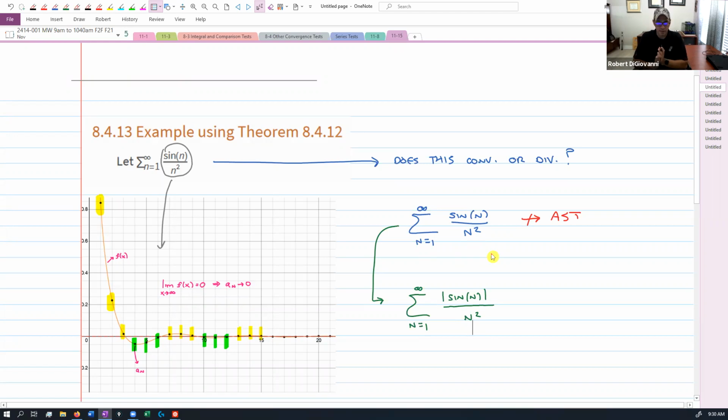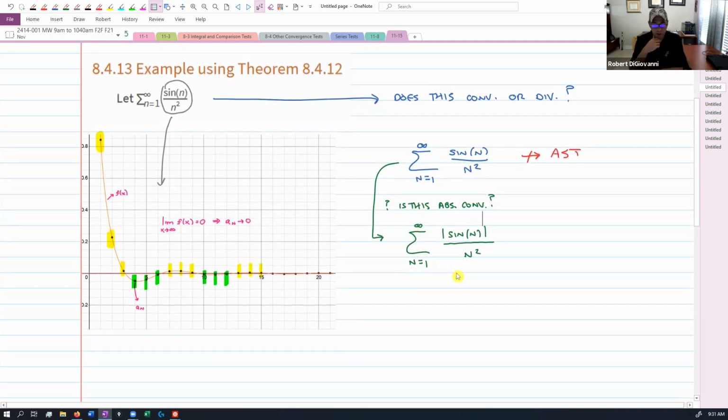The question here is this: is it absolutely convergent? I'm trying to figure out whether this thing is absolutely convergent, because if it is, what can I say? If this thing converges, then the theorem says that one converges. If the green one converges, the blue one converges. So now we have to figure out how to show that the green one converges. How do you do it? Any ideas?